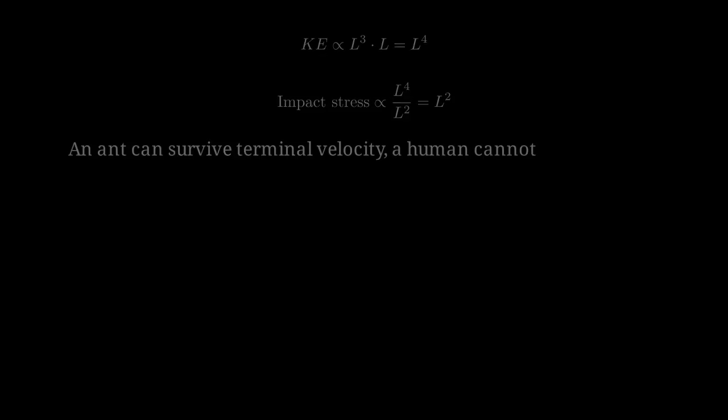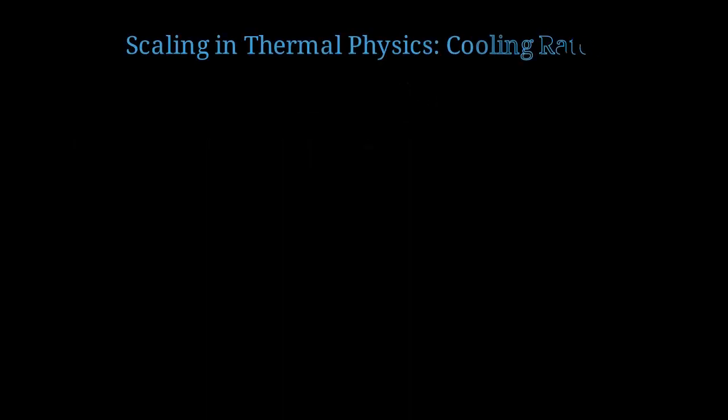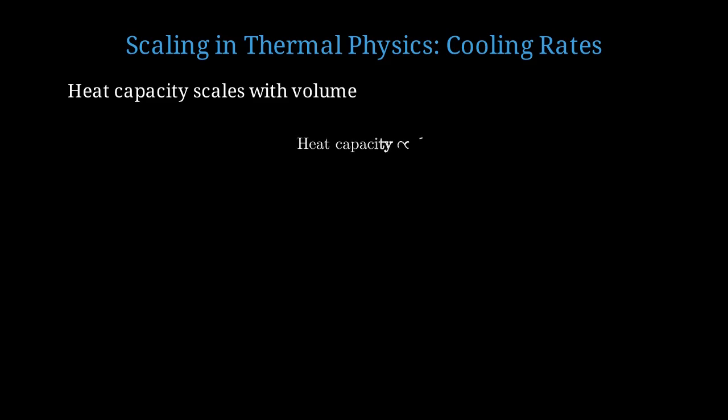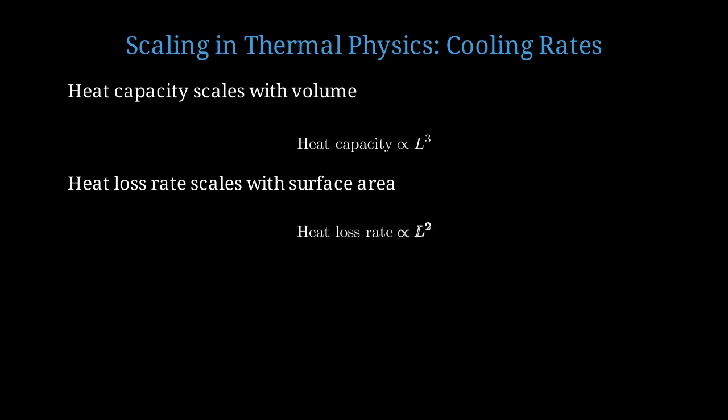humans. Let's examine how cooling rates scale with size, which has implications from cooking to industrial processes. The total heat capacity of an object scales with its volume. Heat capacity is proportional to L cubed, but heat loss to the environment occurs through the surface. Heat loss rate is proportional to L squared. The characteristic cooling time is proportional to L. Larger objects cool more slowly.